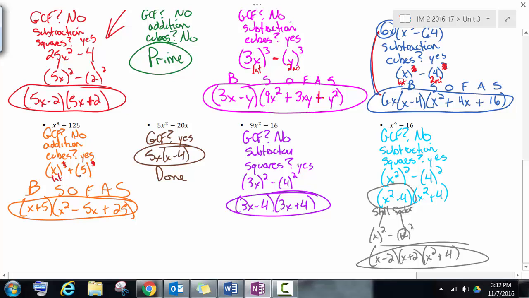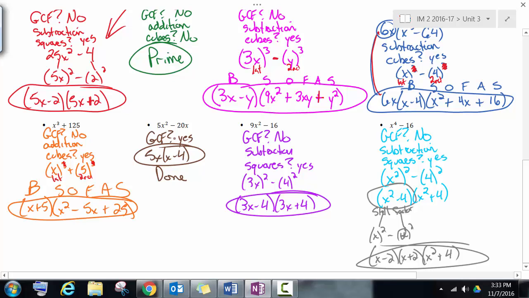Then we have our first and second terms. S is square the first, x squared is x squared. Opposite sign, it was plus, so we do minus. F is first times second. X times 5 is 5x. A, always positive. And S is square of the second. So 5 squared, 25. So that's our answer, both parts. So sum and difference of cubes, we're always going to have a binomial and a trinomial. When we have difference of squares, we're going to have a binomial and a binomial.